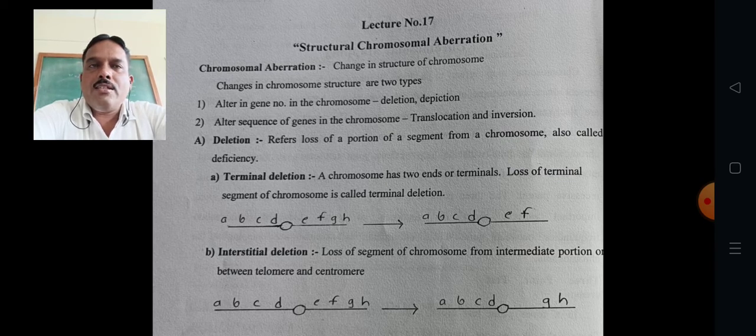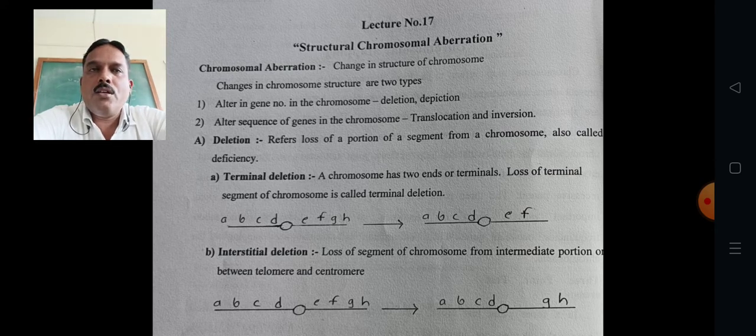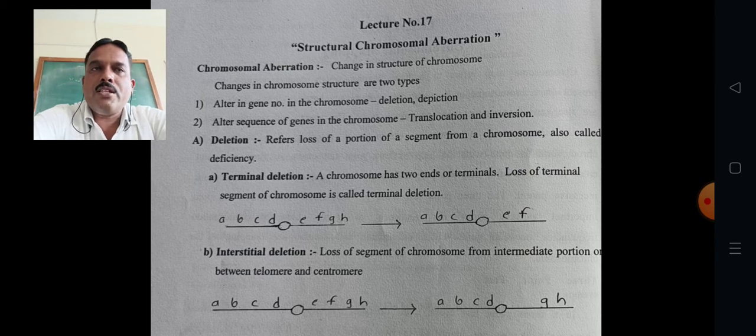Structural changes in the chromosome may be of two types. The first one occurs by alteration in the gene number in the chromosome, that is, alteration in the number of genes present on the chromosome, in which two processes occur, deletion and duplication. The second one is the alteration in the sequence of the genes present in the chromosome, in which translocation and inversion may occur.